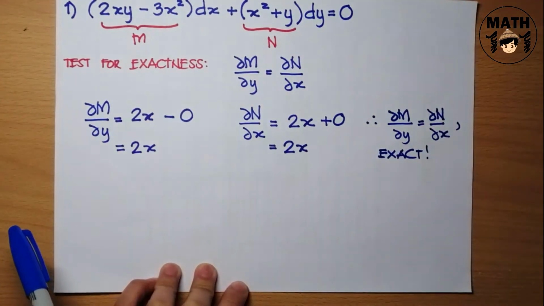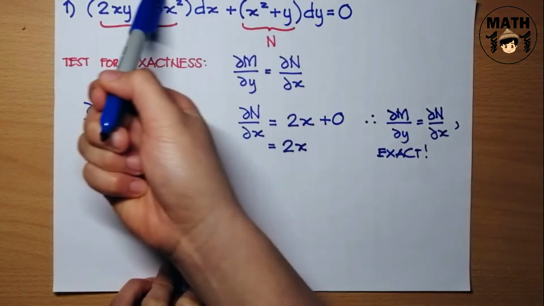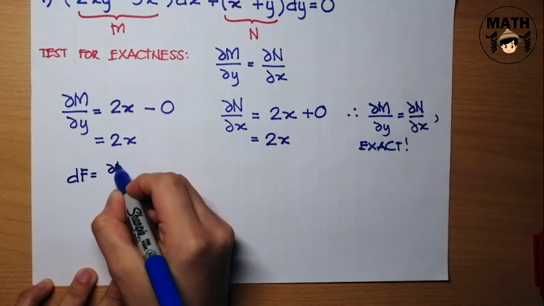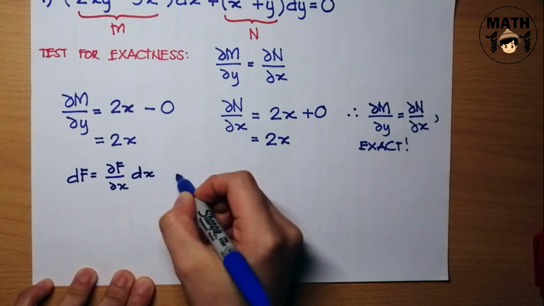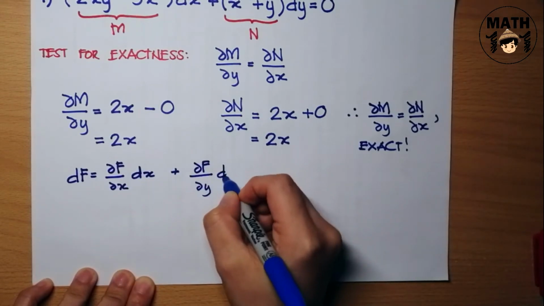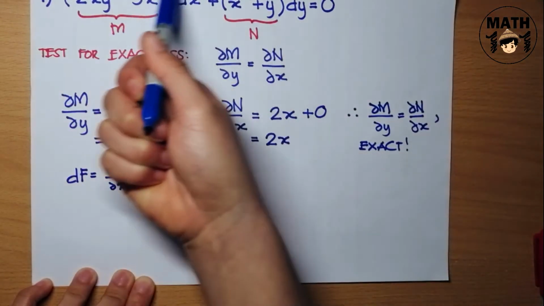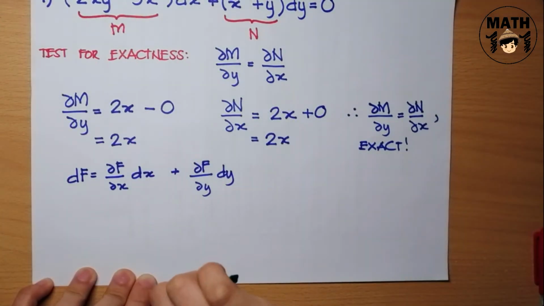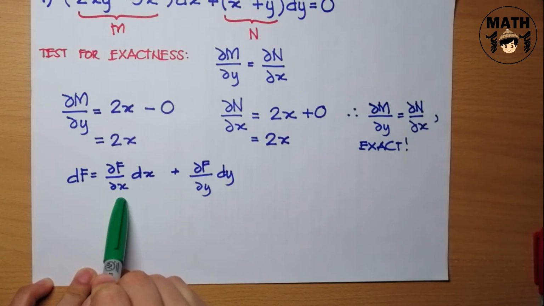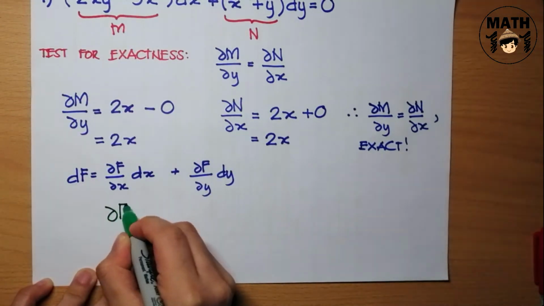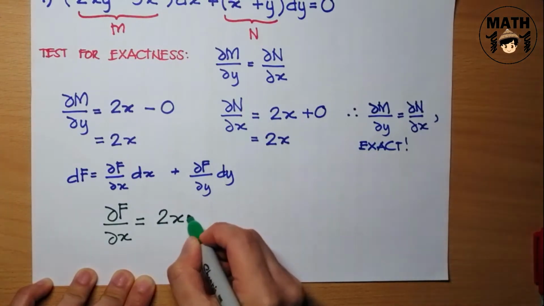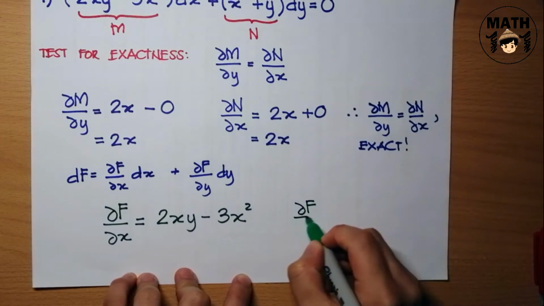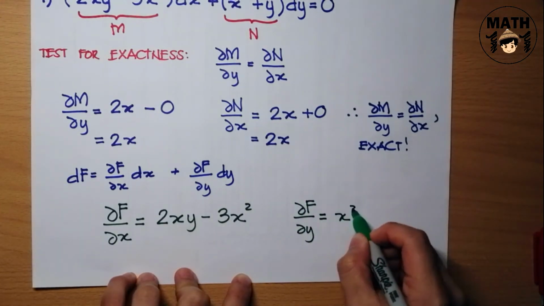Kailangan natin mahanap ngayon yung function f ng total differential ay equal dito. Previously, we've defined that the total differential of f is equal to partial of f with respect to x dx plus partial of f with respect to y dy. So, comparing this with this, dahil exact siya, alam natin na may nag-exist na isang function na f ng total differential ay equal dito. We can see that partial of f with respect kay x ay equal kay m. And this with this, so partial of f with respect to y is equal to x squared plus y.